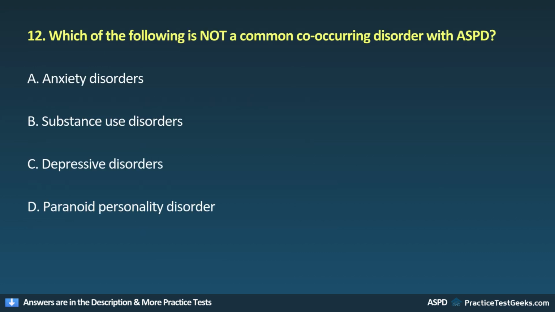12. Which of the following is not a common co-occurring disorder with ASPD? A. Anxiety disorders. B. Substance use disorders. C. Depressive disorders. D. Paranoid personality disorder.